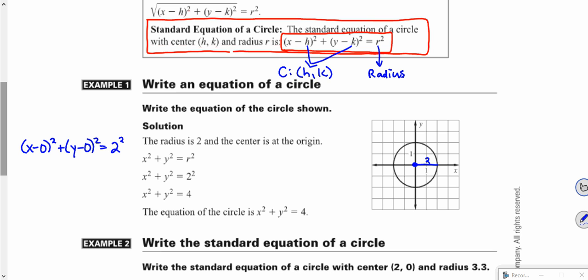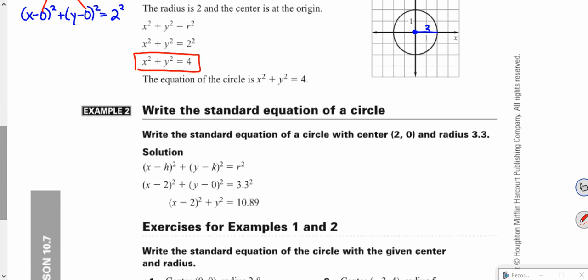So our center is (0, 0). That's where those come from. Well, obviously, x minus 0 is just x. Y minus 0 is just y. So that's how they go from there to there. And 2 squared is, of course, 4. So if your center is (0, 0), then you don't have to worry about the minus h or the minus k part.